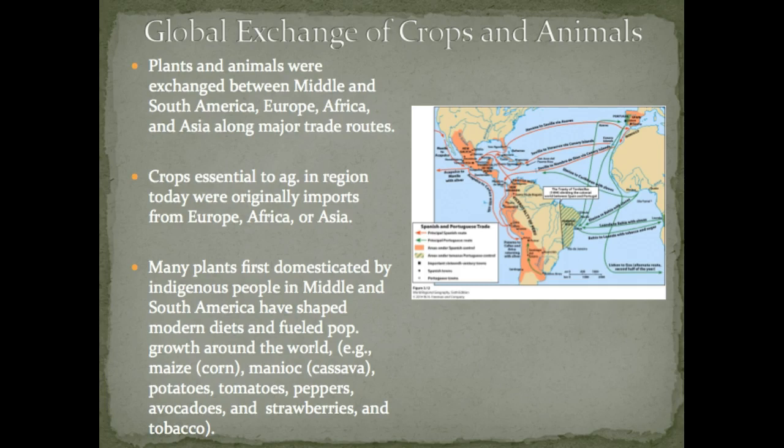Many plants were first domesticated by the indigenous people of Middle and South America, and have shaped modern diets and fueled population growth, such as corn, cassava, potatoes, originally from the Andes, tomatoes from Middle America, peppers, avocados as well, strawberries and tobacco even. So huge world crops that set in motion a very significant colonial trade regime.